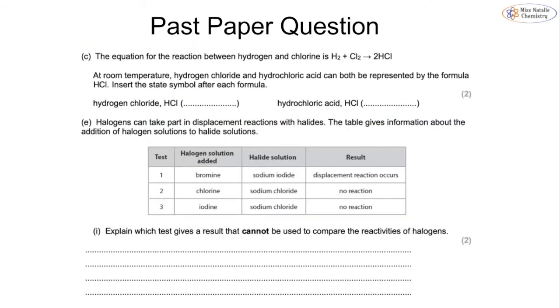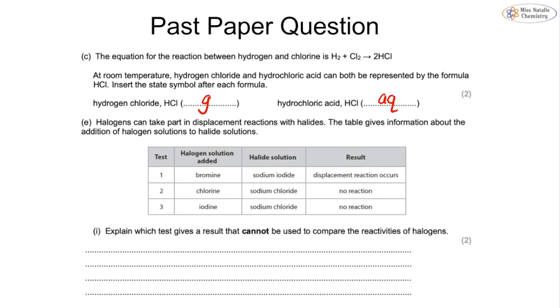For part C, the equation for the reaction for hydrogen and chlorine is H2 plus Cl2 gives you 2HCl. And the hydrogen chloride and hydrochloric acid are both represented by the formula HCl, but we have to put in the state symbols. So remember, hydrogen chloride is when it is a gas, and hydrochloric acid is when it is aqueous. So make sure that we get those the correct way round.